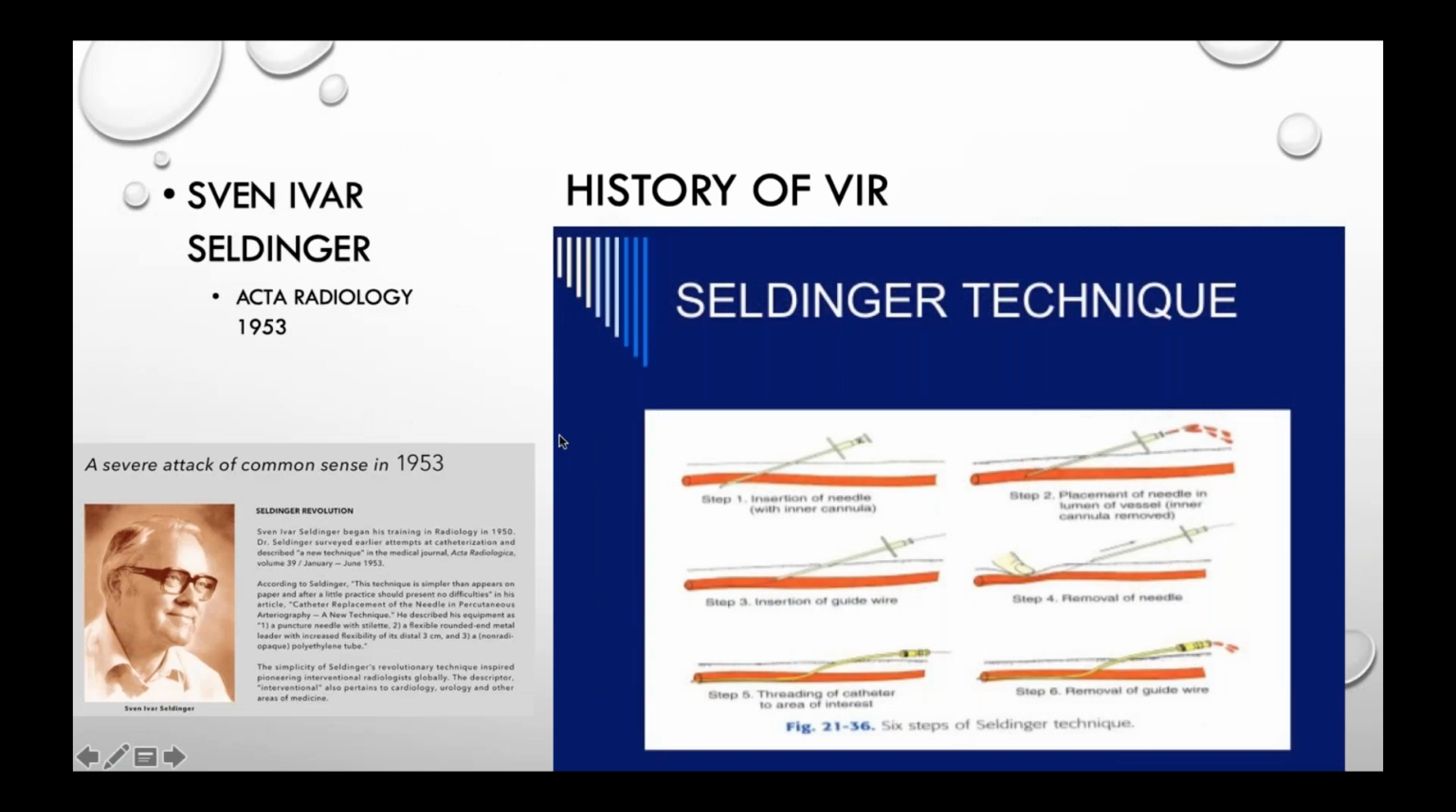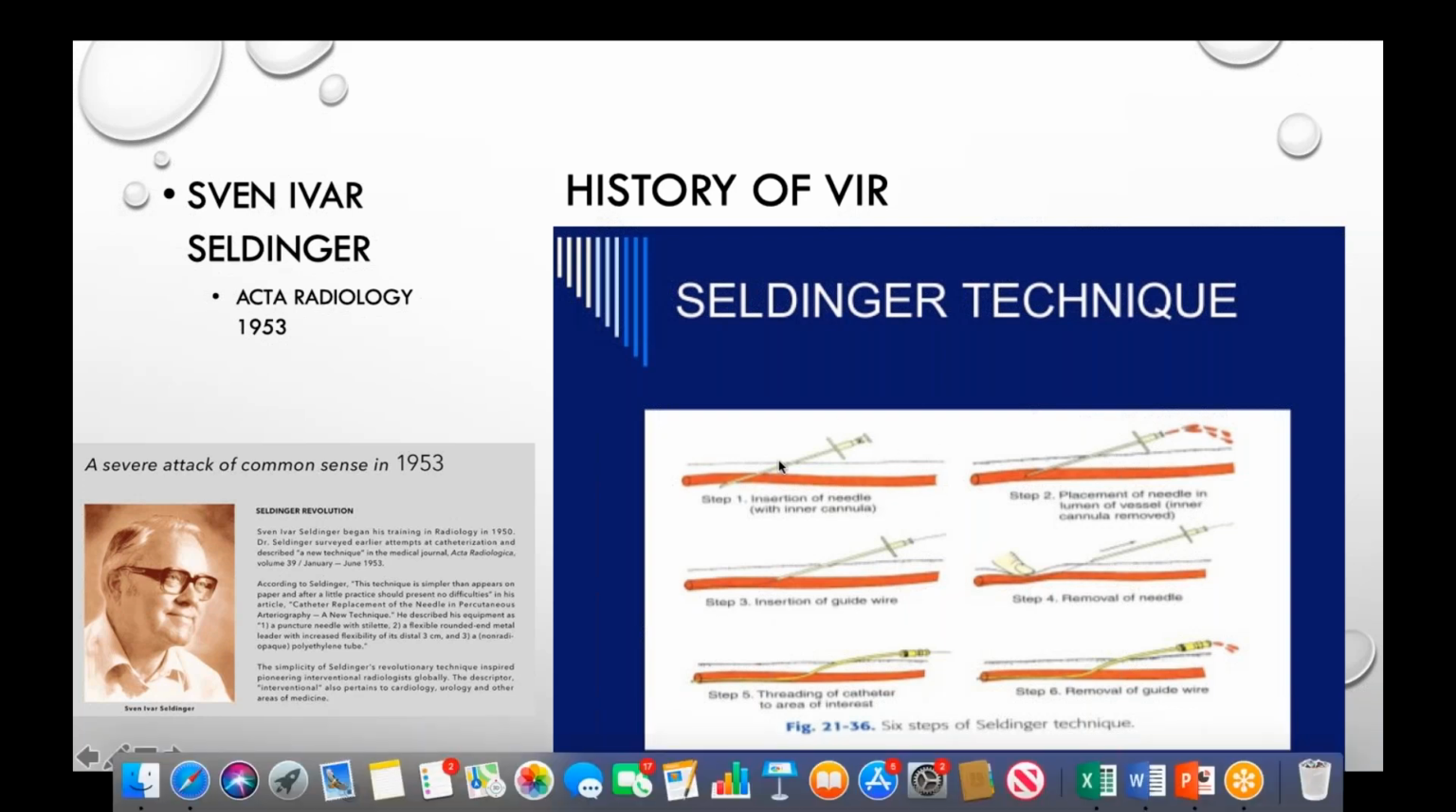So we have to start back in 1953, when the Swedish radiologist Sven Ivar Seldinger figured out a way, and he published in Acta Radiologica in 1953, of entering the blood vessel with a hollow needle and then advancing a wire, and through that advancing a catheter to take pictures of the blood vessels throughout the body. Before that, you had to cut down onto the artery to get catheters in, but this was a way to do it percutaneously without making an incision or cutting onto the artery or vein. So this was a landmark event.